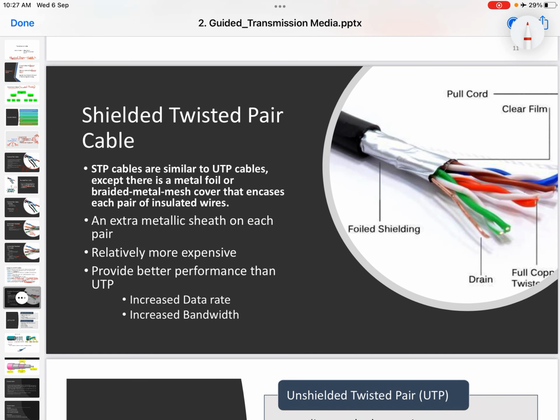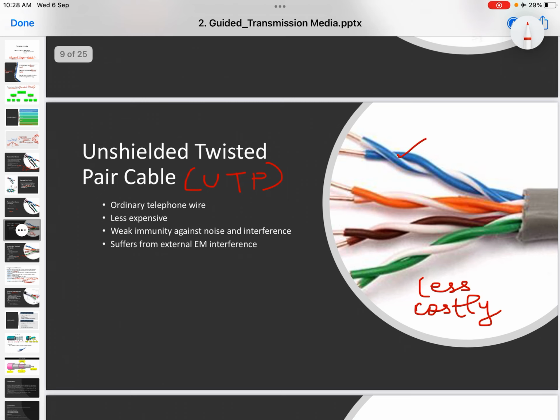Next is shielded twisted pair cables, STP. The STP cables are similar to UTP cables except that they have a metal foil or braided metal mesh cover that encases each pair of insulated wire. So in case of UTP, we saw that the wires are only insulated. They are not shielded, they are just twisted and insulated.